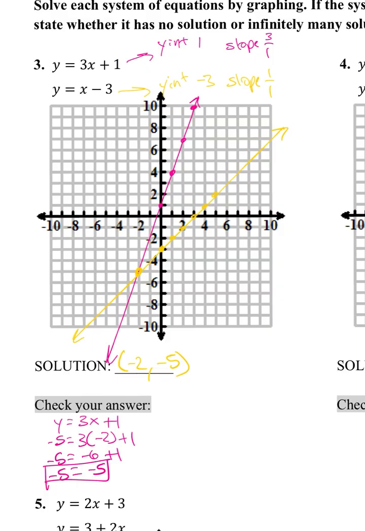So that checks. Now let's substitute the values into the second equation. We've got y equals x minus 3. So the y value is -5, equals the x value, which is -2, minus 3. We've got -5 on the left-hand side of the equal sign, and then -2 minus 3 more is -5. So guess what? That is, in fact, the solution to this system of linear equations. Okay, let's check out number 4.